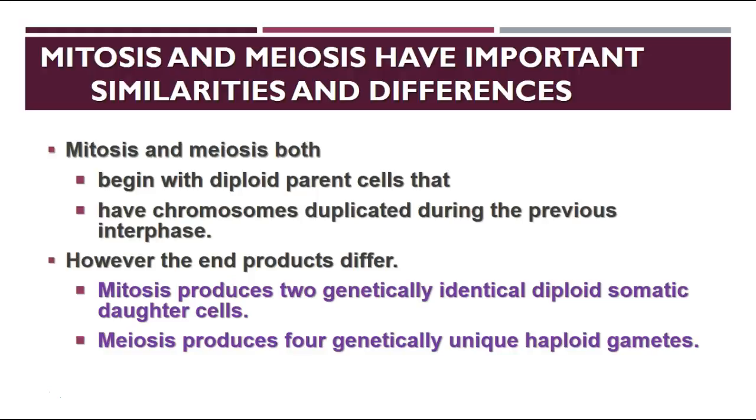Now, there are a lot of similarities between mitosis and meiosis, but there are some very strong differences. They both begin with diploid parent cells. They both begin with parent cells whose chromosomes have been duplicated, but the end products are different. Mitosis is going to produce 2 genetically identical diploid somatic or body cells. Meiosis is going to produce 4 genetically unique haploid gametes because of that crossing over process that has occurred.